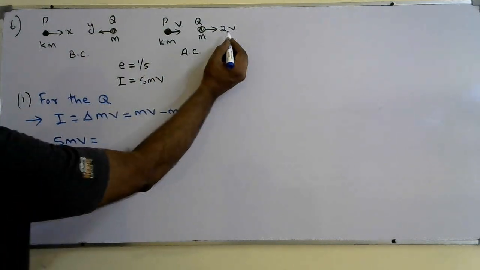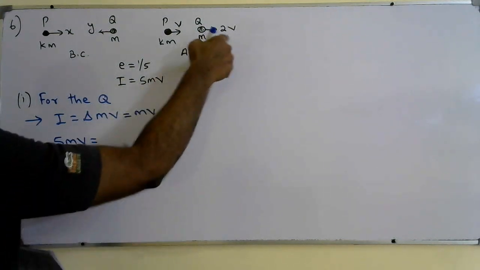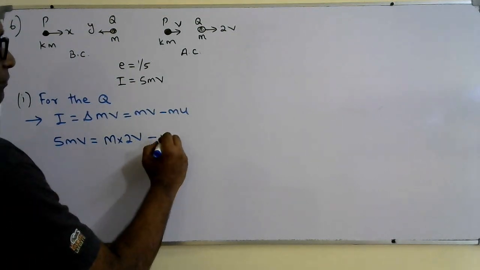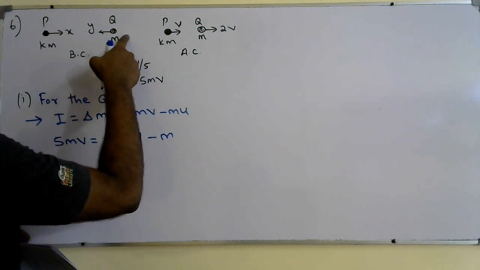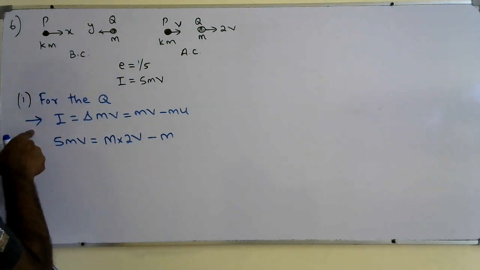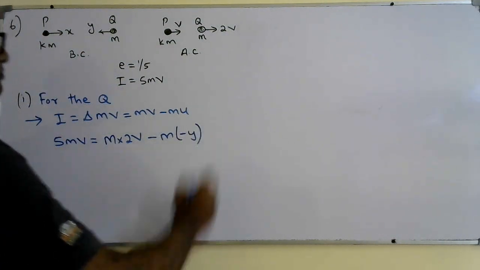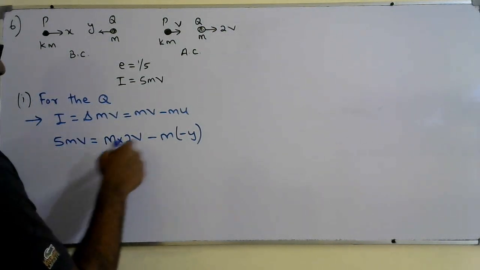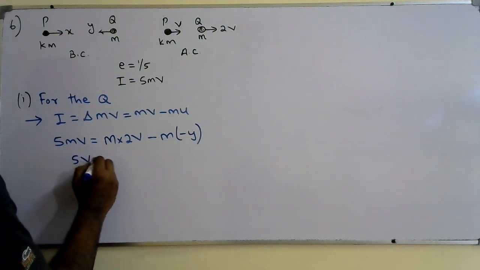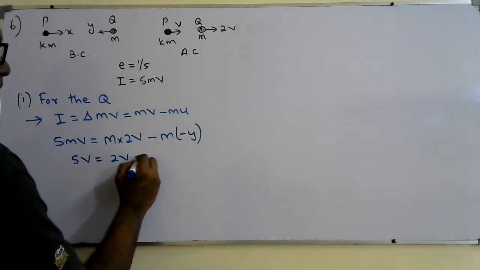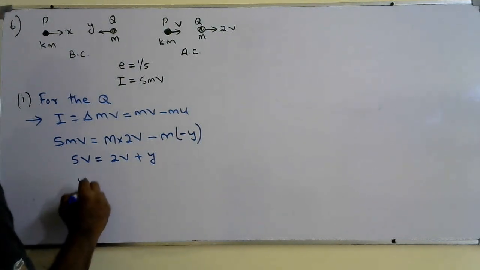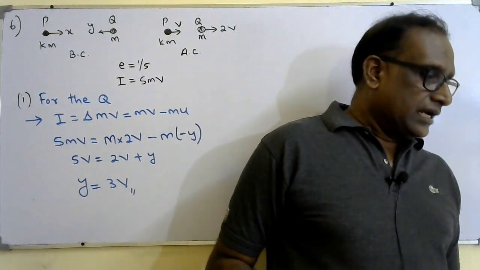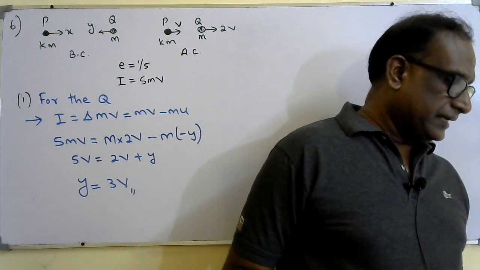So 5mv. The velocity after collision is 2v, and its mass is m. So m times 2v minus m times the initial velocity for Q, which is towards left. I am using towards right as positive, so that is minus y. So solve it. All the m will get cancelled. So 5v is equal to 2v plus y, so y is going to be 3v. That's the answer. They asked to find the value of y in terms of v. So y is equal to 3v.